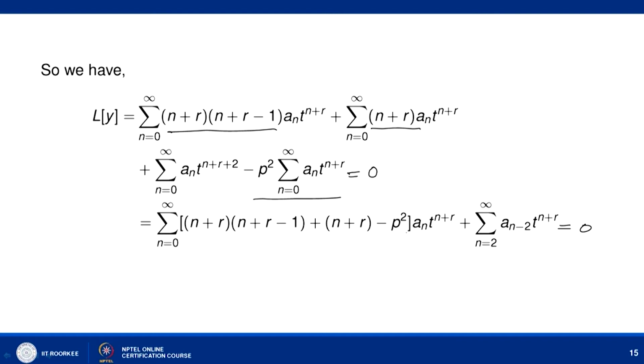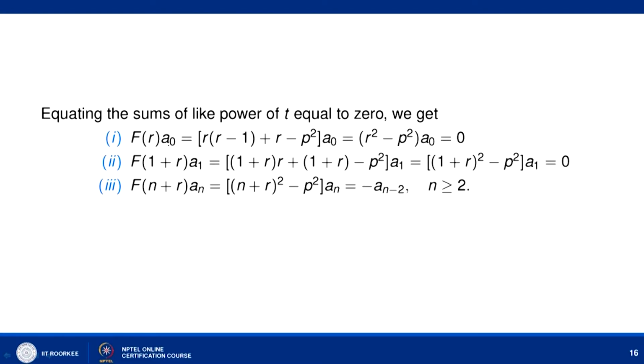So t to the power r you will get when you put n equal to 0 here. When you put n equal to 0, we have r into (r minus 1) plus r minus p square into a0. So we are writing f of r a naught equal to 0, that is r into (r minus 1) plus r minus p square a naught equal to 0. If you simplify, r into (r minus 1) is r square minus r, plus r minus p square, so it is written as (r square minus p square) a naught equal to 0.